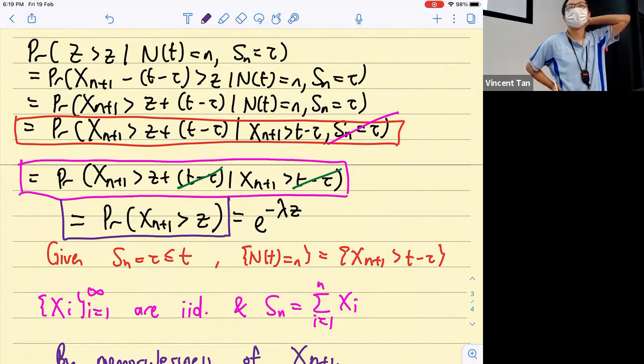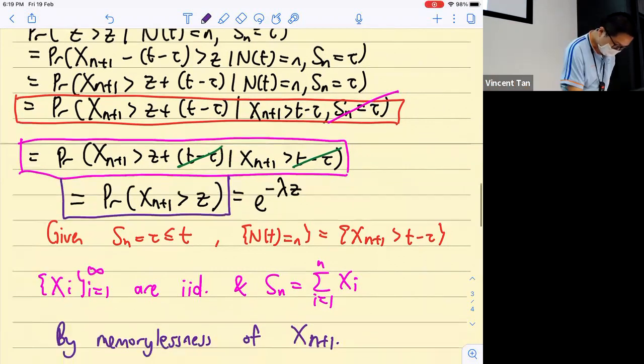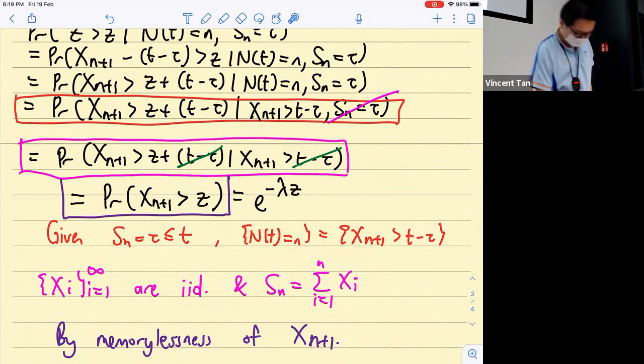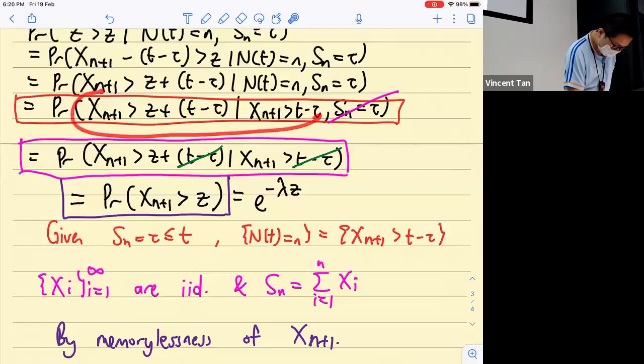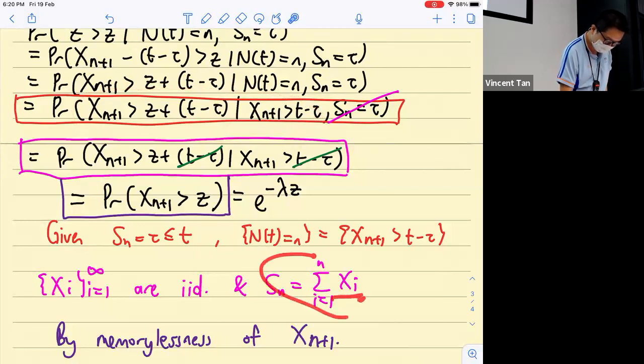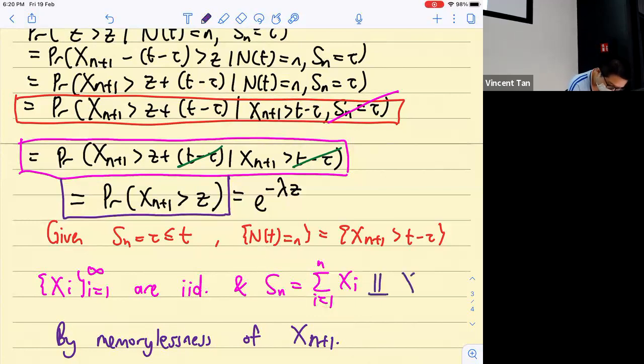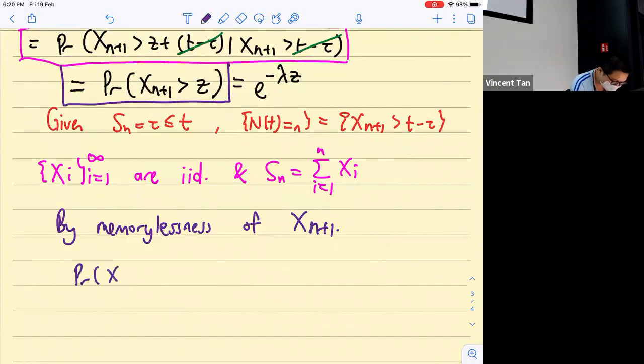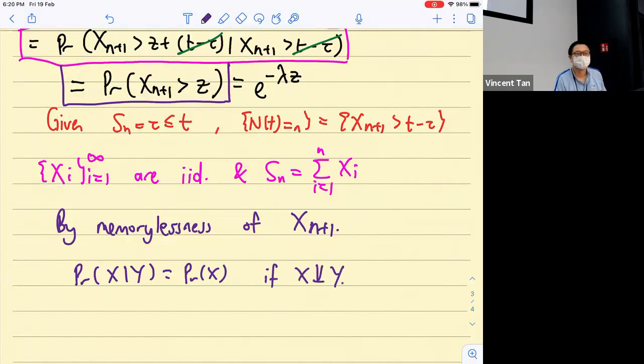Can you repeat again why the Sn equals tau is being removed? Okay, good. Because Sn depends on the first n inter-arrivals. Sn is equal to x1 plus x2 up to xn. Now, xn plus 1 is independent of x1 up to xn, because Sn is only a function of the first n random variables. What we are utilizing is this fact: the probability of x given y is equal to the probability of x if x and y are independent.